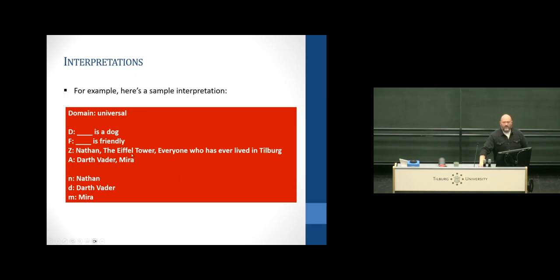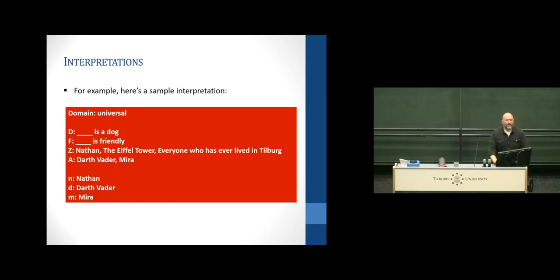So here's the list of things that are Z, right? It's the same one that we had before. And here's the list of things that are satisfying predicate A, Darth Vader and Mira. Probably A is something like the property of being full of rage and hate. I don't know, it doesn't matter. When it comes to interpretations, we don't actually care what the predicates stand for. I don't care if predicate A is supposed to pick out the property of being full of hate. It doesn't matter. What matters is the extensions, because that's the only thing that matters for determining truth or falsity.